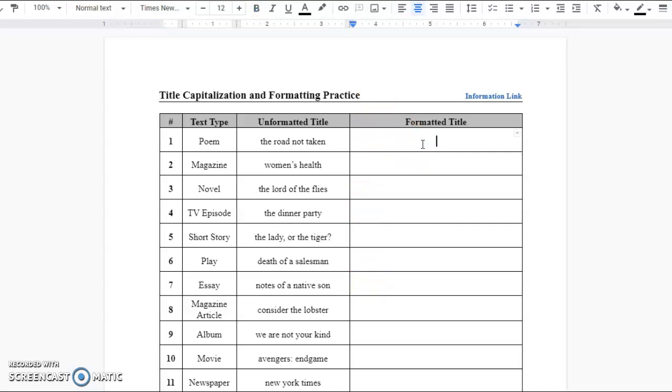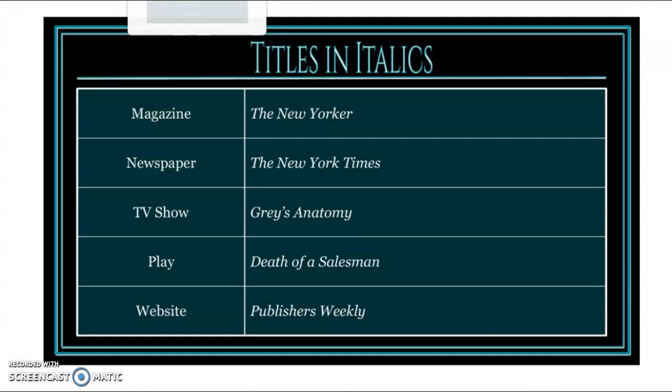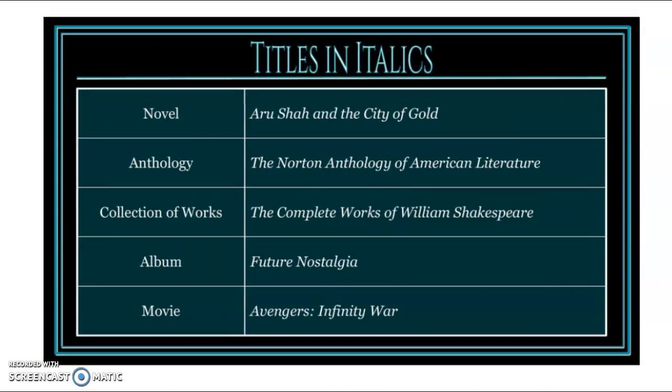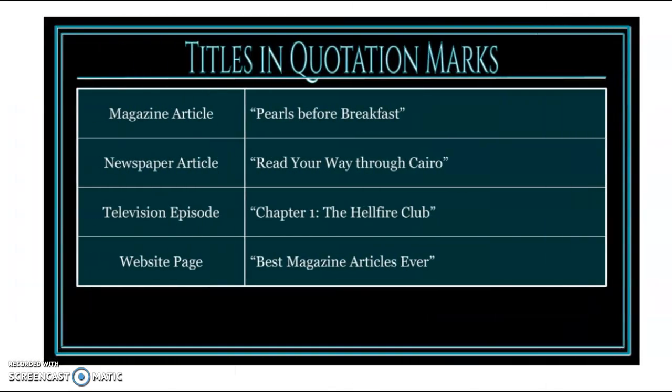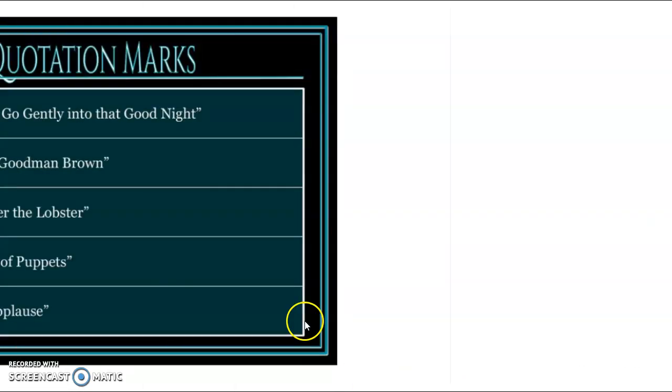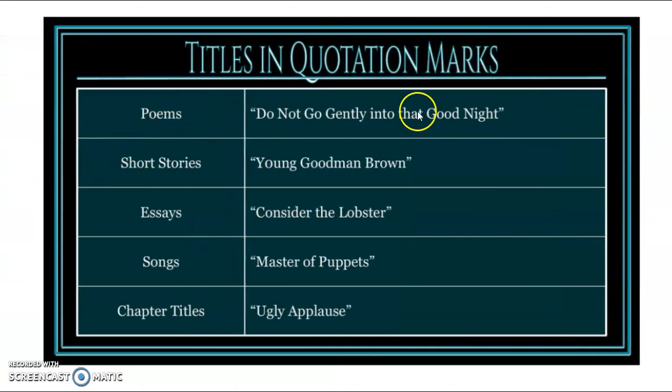So, for example, I'll give you guys the first couple if you're watching this video. If you have a poem, you need to know, okay, is this italicized or is this in quotes? Let's check. You should be able to use the Nearpod for this. A magazine, newspaper, TV show, play, website. Remember, poems usually are shorter, and if something is shorter, then it's usually in quotation marks. So let's see, there it is, poem. They're in quotes. And this is how they would capitalize it. Do not go gently into that good night.